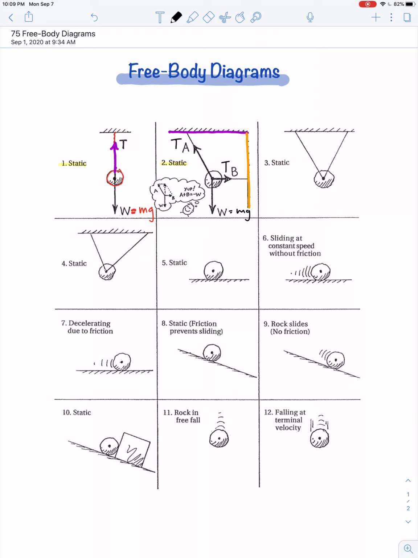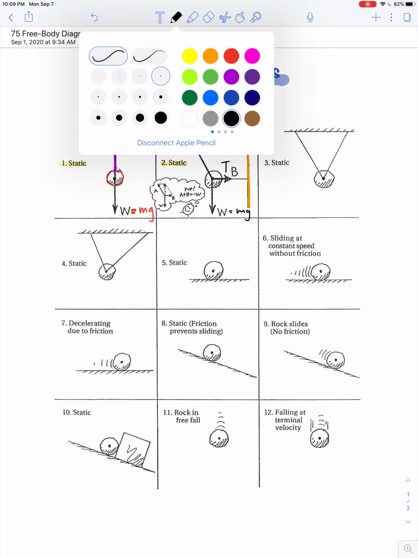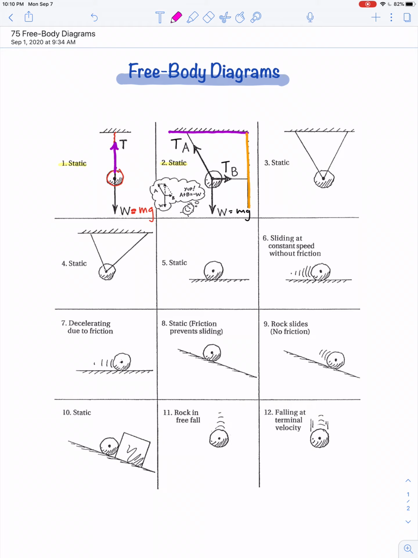You might be able to see that in a problem like this one, tension A could be broken into components. One component would point up, but of course that would just cancel out the weight vector. And then there's another component of tension A pointing to the left, but you can see that component would cancel with tension B, so this would indeed be a static case.